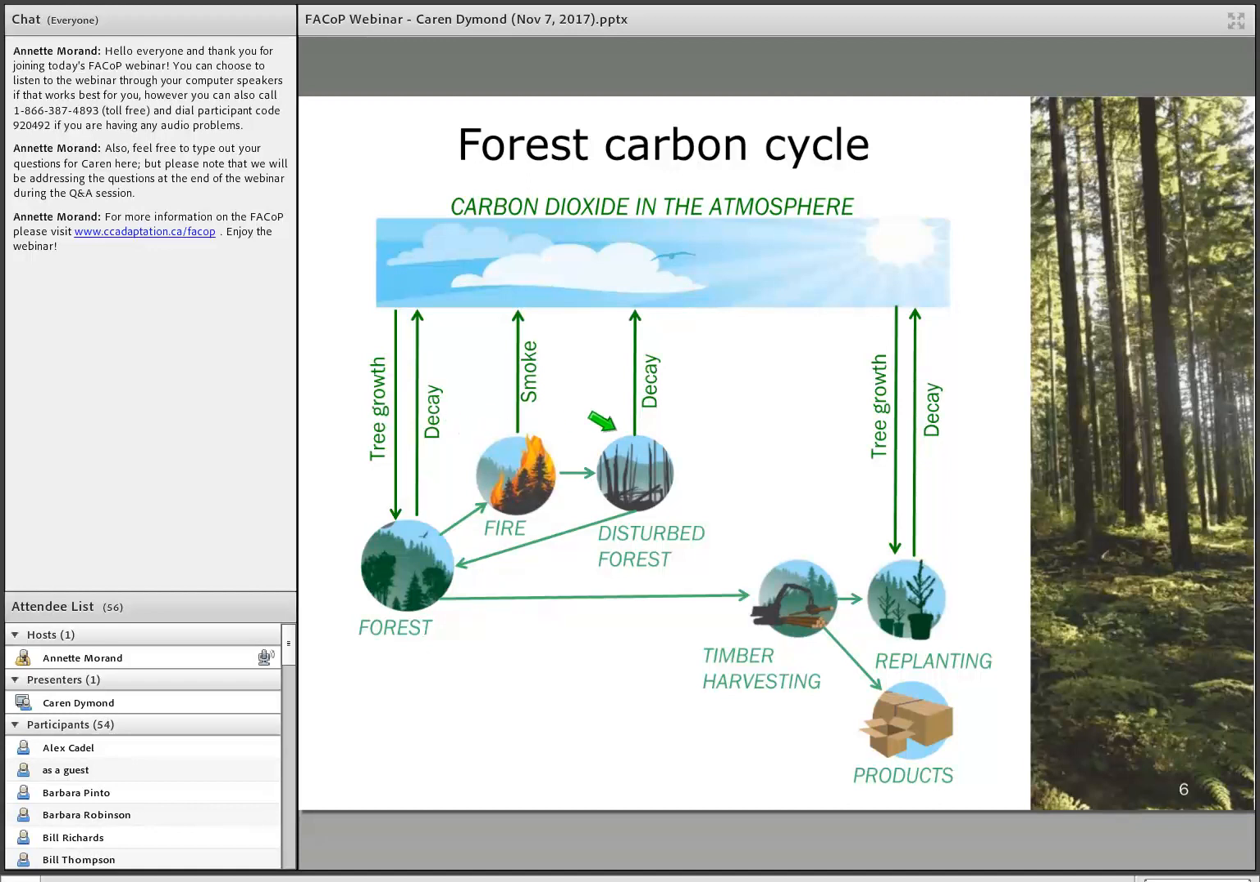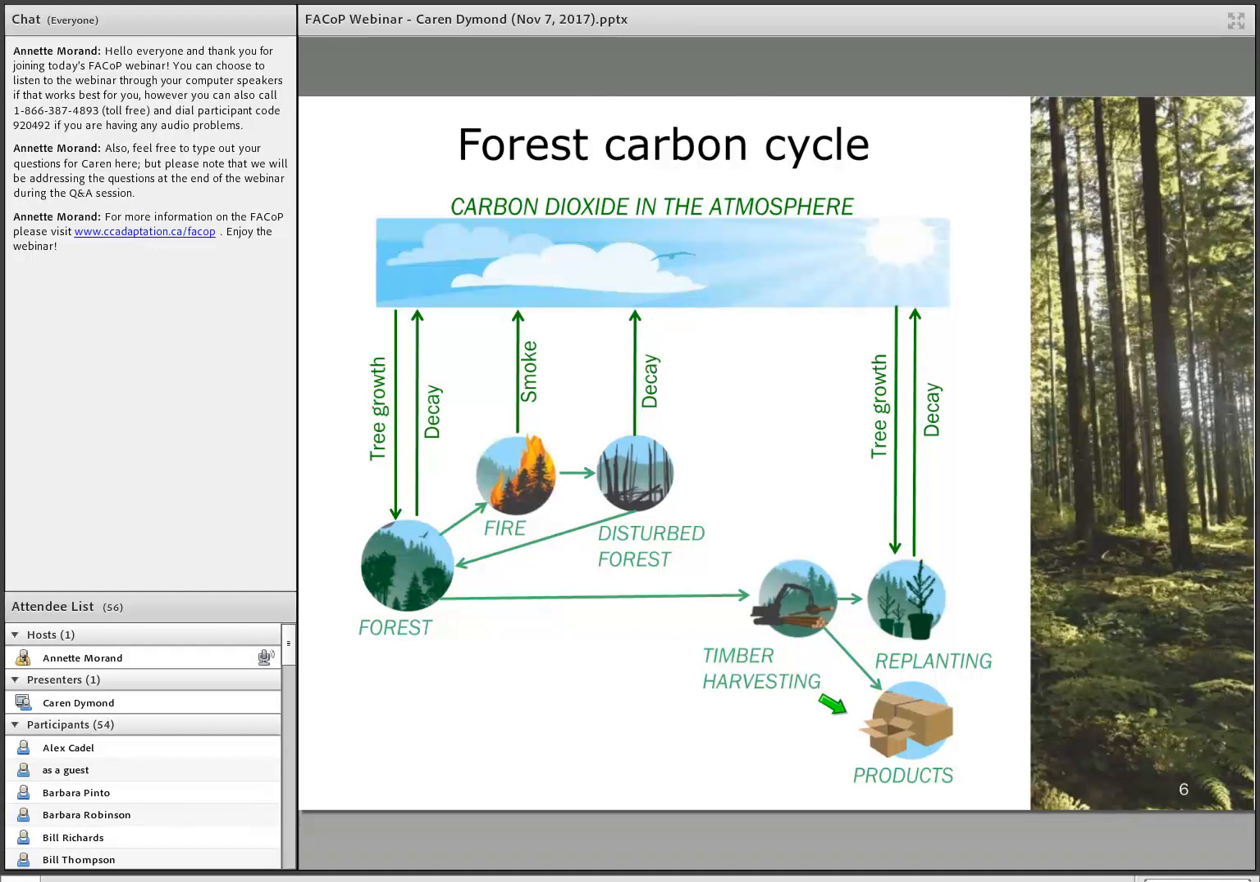Now, of course, when there's a fire, lots of carbon is emitted. When you have a forest that is disturbed, such as by insect or pathogen, then we call these two conditions where the forest is the net source of emissions to the atmosphere, because the growth rate isn't enough to overcome the decay rate. Whereas in this healthy forest, it's probably a net sink of carbon from the atmosphere as the trees grow.